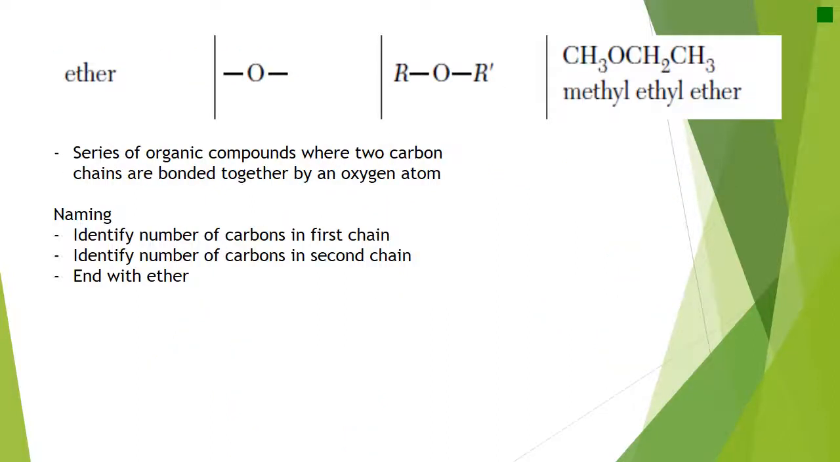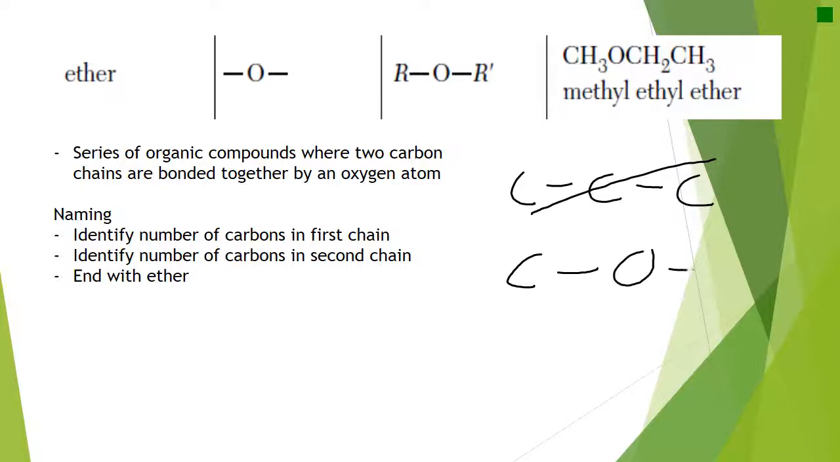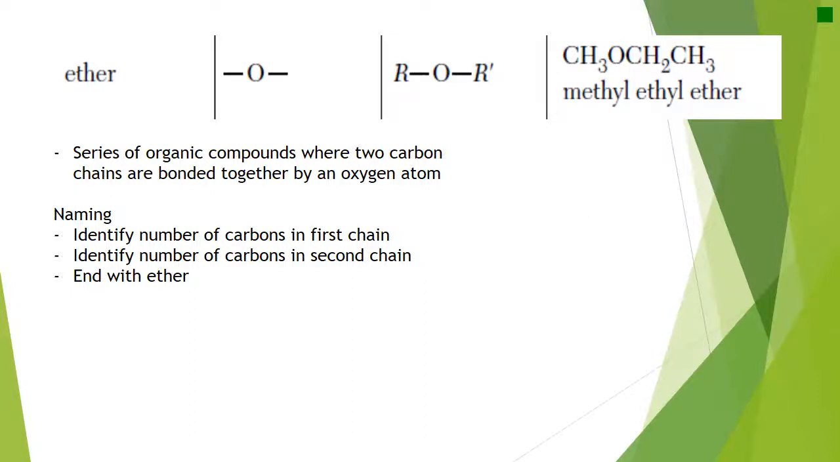An ether is an organic compound where instead of just constantly bonded carbons, you have a carbon attached to an oxygen attached to a carbon. So it's technically two separate carbon chains that are bonded together with an oxygen in the middle. So in order to name an ether, you have to name the first part in accordance to the number of carbons before the oxygen. Then you have to name the second part, and then you end it with ether.